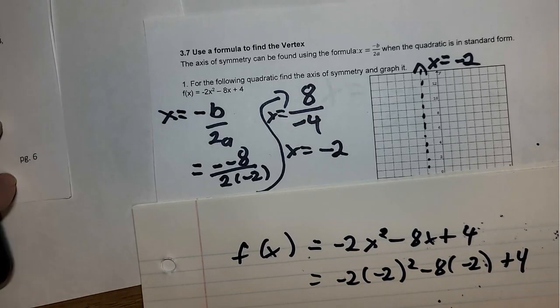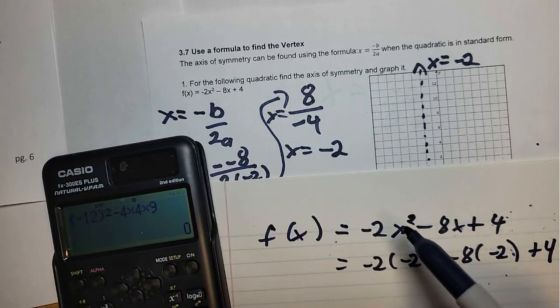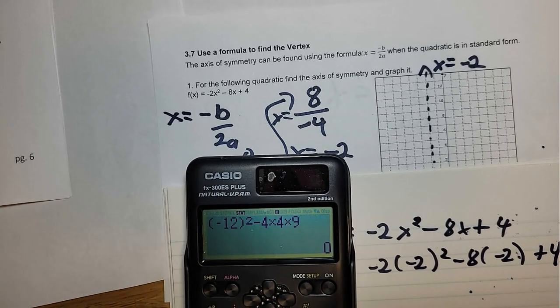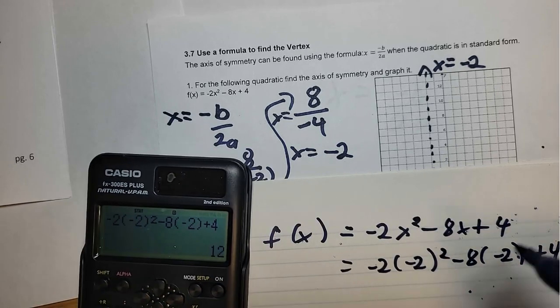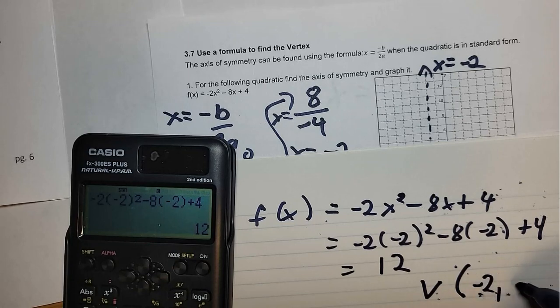We're going to go to our trusty calculating machine here. All we did was sub in the negative 2 we found in here. We're going to just type that whole thing in the calculator. And you get 12. Okay, 12. So our vertex for this is negative 2, 12.